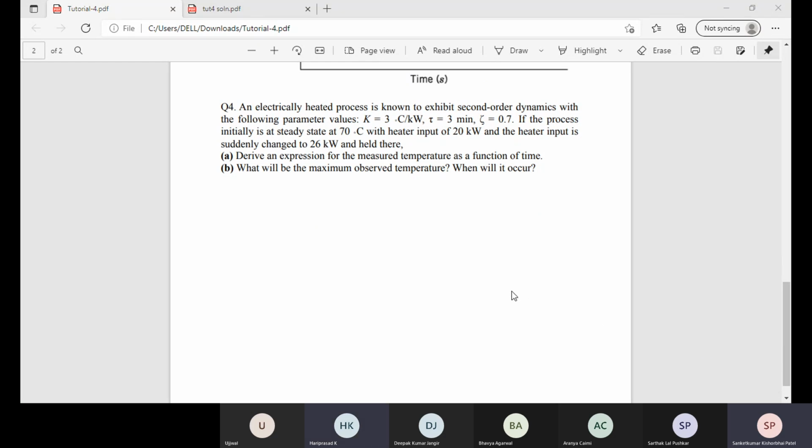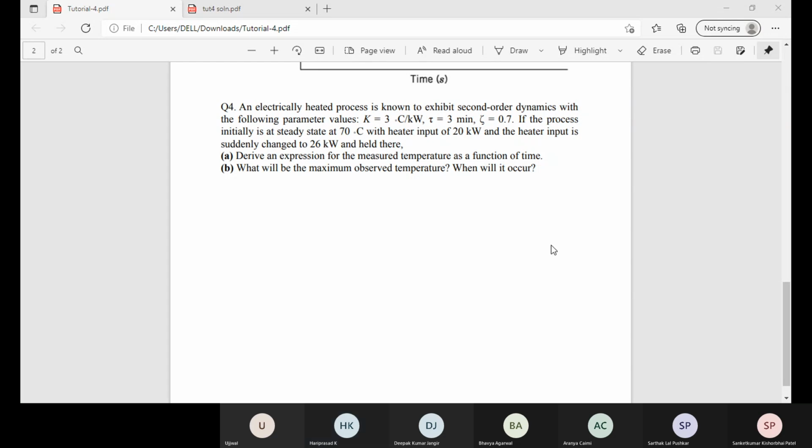Okay, so here again the second order dynamics details are given, and you have been asked to figure out the response at some particular time, and also what was that maximum observed temperature. Derive an expression as a function of time.